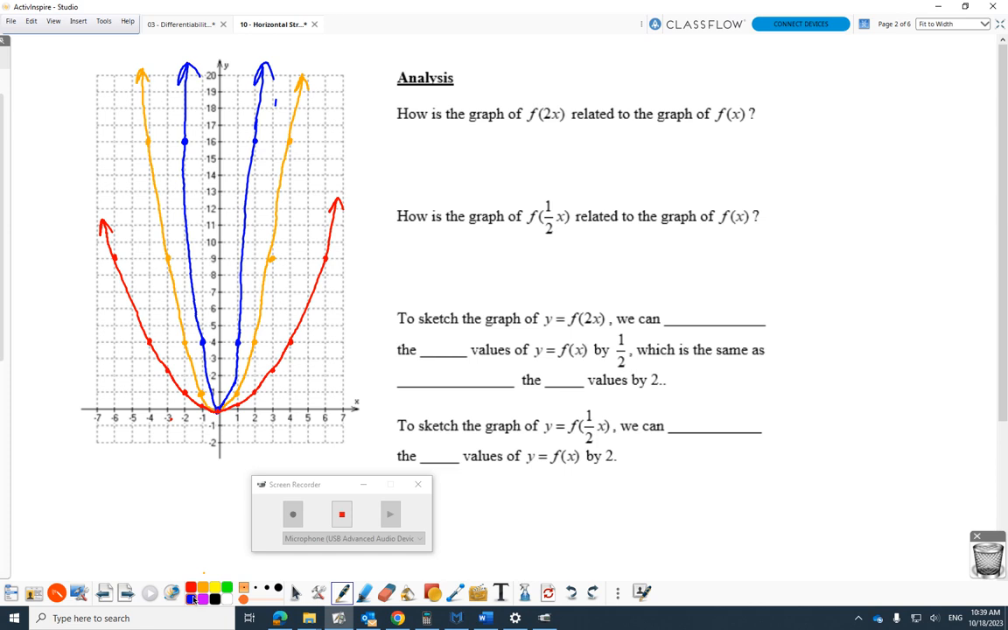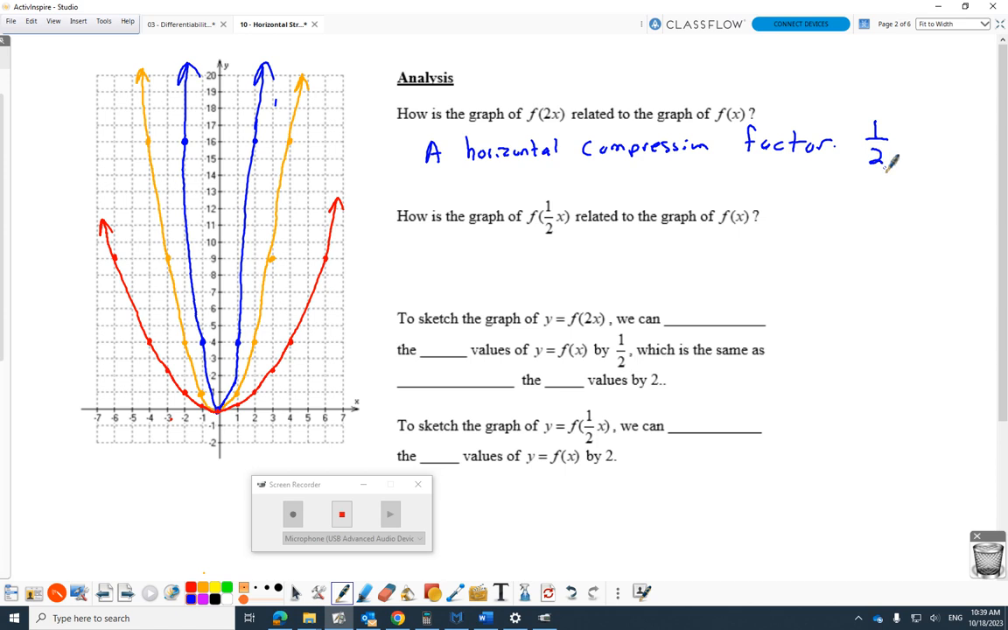From orange to blue, a horizontal compression factor. Now, if you wrote 2 here, I'd be like, yeah, you said compression, so I guess I'll give it to you by using 2, but it wasn't really a compression by factor 2. What happened to the x values? 2 became 1. 4 became 2. It was actually a compression factor 1/2.